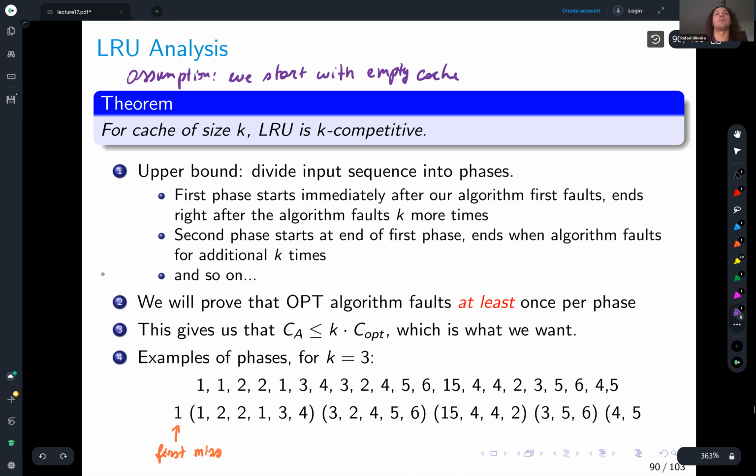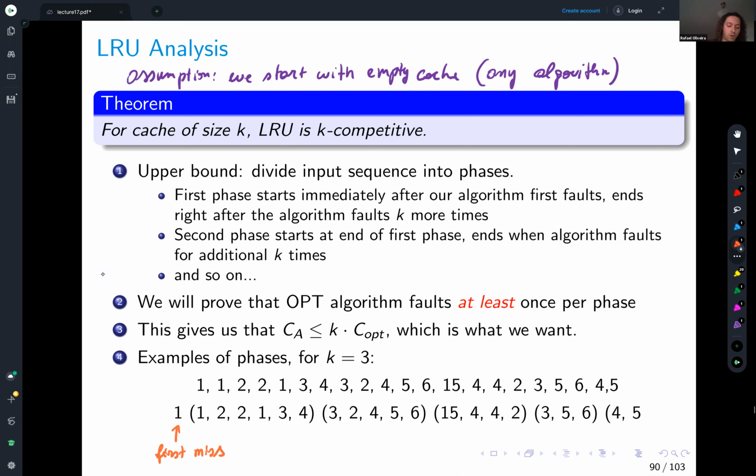And we start with an empty cache, and so does opt, like any algorithm. So the first cache miss happens right away in the first request because our cache is empty. And then what do we do? Well, we have a cache of size 3. So what's going to happen?